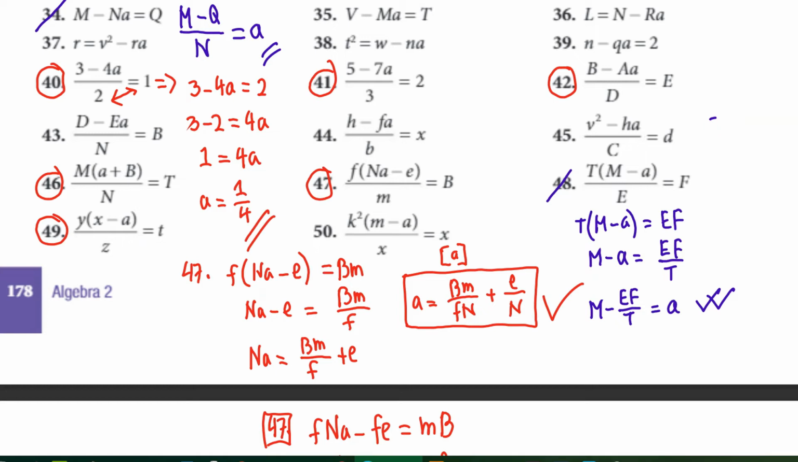For 42, you cannot isolate B from here directly, you needed to write B minus AA equals DE, understand? Now make AA the subject, so we can write minus AA equals DE minus B. Take B to the right side. Now make A the subject. We can write A equals, on the right side, DE minus B, then divided by minus A.